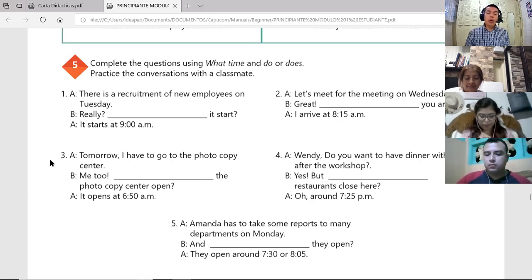Number three, tomorrow I have to go to the photocopy center. I have to go to the photocopy center. Me too. What time does the photocopy center open? It opens at 6:50 a.m.